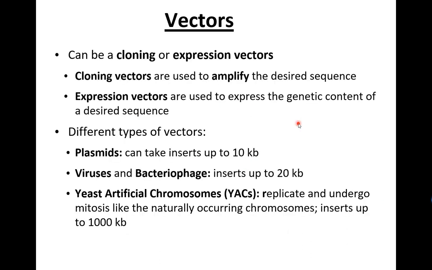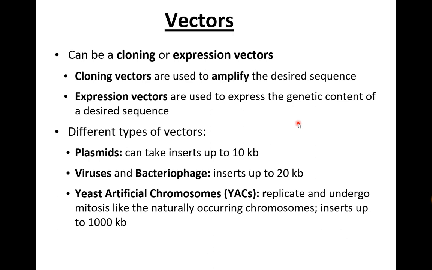Now, the insert can be a gene, can be the product of PCR, different things. The vectors. There are different types of vectors. First of all, they can be considered as cloning or expression vectors. Cloning vectors have just the simple goal of being used to make millions of copies of a specific sequence that you clone inside. That's it. Whereas expression vectors have the goal to actually express what that sequence contains.